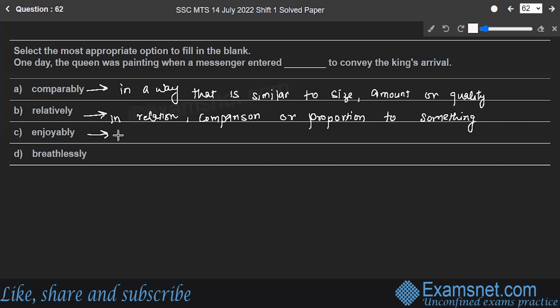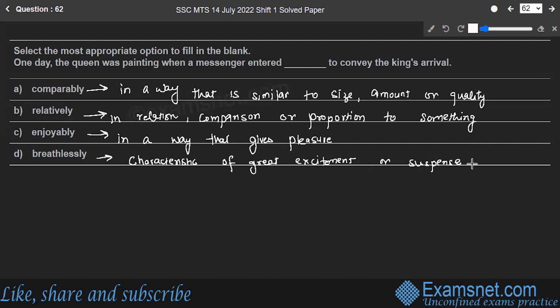Then is enjoyably, it means in a way that gives pleasure. Then is the word breathlessly. It means in a way which is characterized by great excitement or suspense.